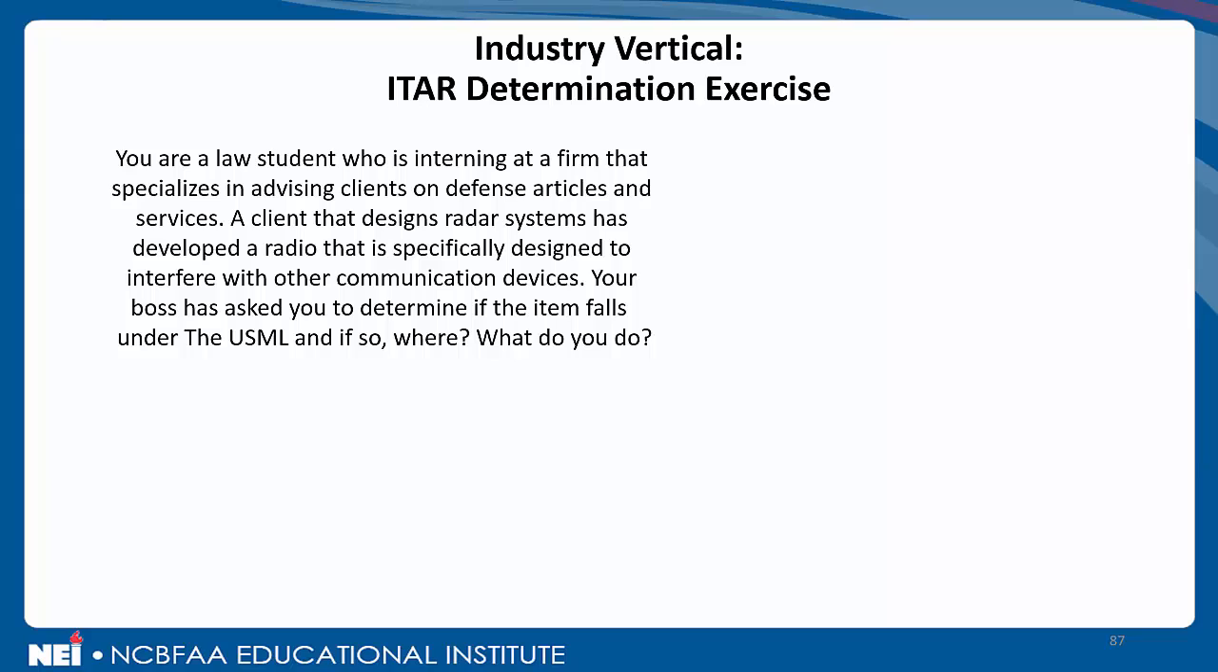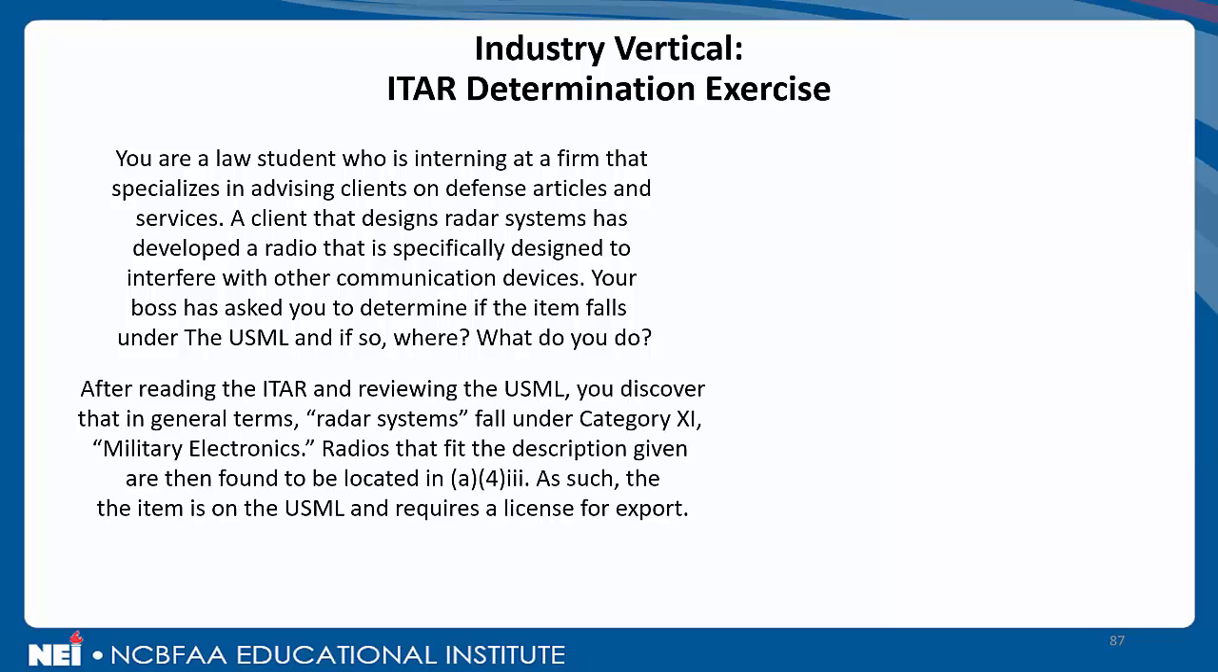What do you do? Well, the first thing you should do is ask for some help, because as an intern, you shouldn't be doing this on your own. But let's use this as an example. You're a smart law student, and you can figure this out. Well, what do we have here? After reading the ITAR from cover to cover and reviewing the USML, you discover that in general terms, radar systems fall under Category 11, entitled Military Electronics. That was one of our examples. Radios that fit the description given are then found to be located in A4(3). As such, the item is on the USML and requires a license for export.